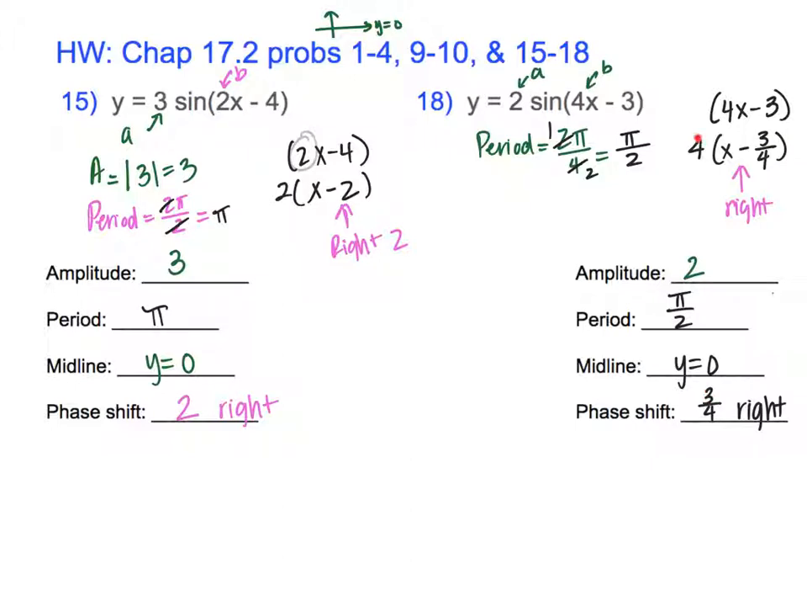Notice that if I redistribute, 4 times x is 4x, and 4 times 3 over 4 is negative 3. So what you're trying to do here is factor out your B if it is not 1, then figure out the direction by looking at the signs, and then what your new number is once you factor it out.